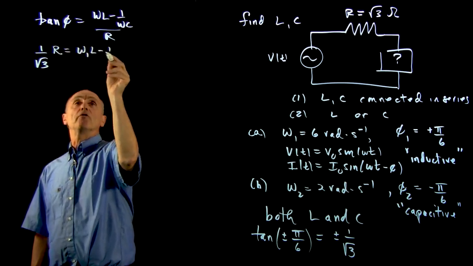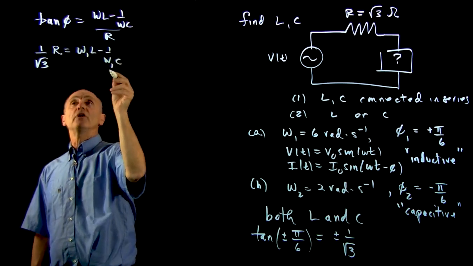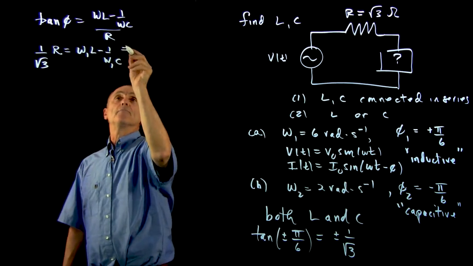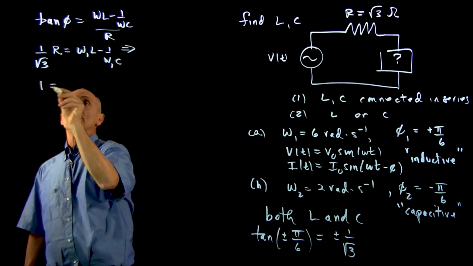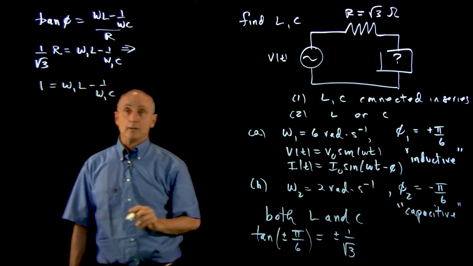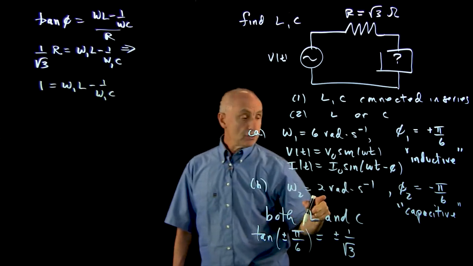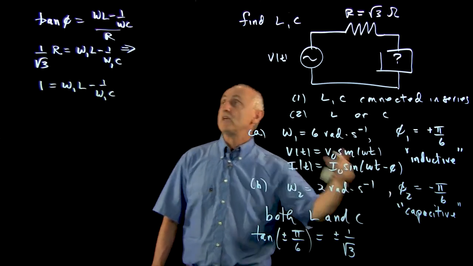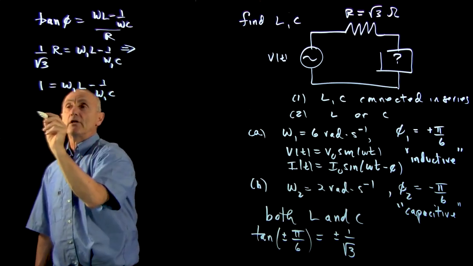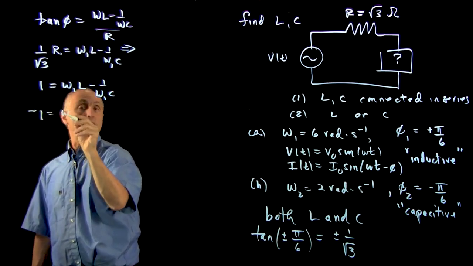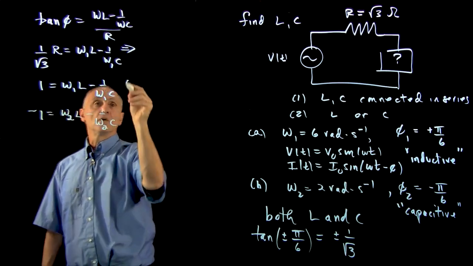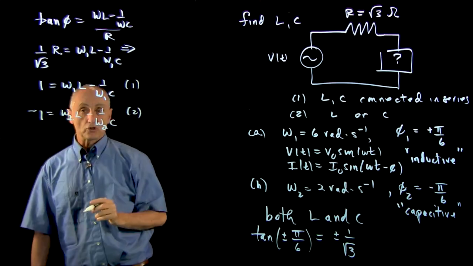That's omega L minus 1 over omega 1 C. And because R is root 3 ohms, I have my first condition that 1 equals omega 1 L minus 1 over omega 1 C. And now my second condition: here the phase is negative. And so I'm going to get the same type of argument. I'll get negative 1 equals omega 2 L minus 1 over omega 2 C. So I have equation 1 and equation 2.